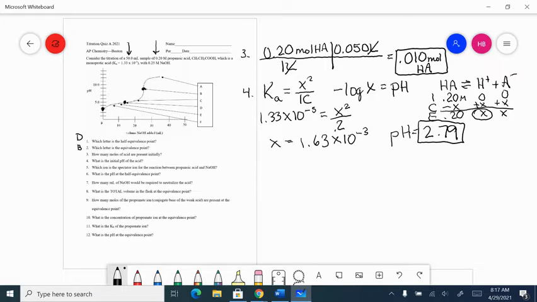Number 5 says, which ion is the spectator ion? Well, let's remember that definitely H plus takes part in this. OH minus takes part in this. The weak acid takes part in it, and so does its conjugate base. The one that is always the spectator ion, and anytime you see this, you want to have a red flag go up, that Na plus is our spectator ion.